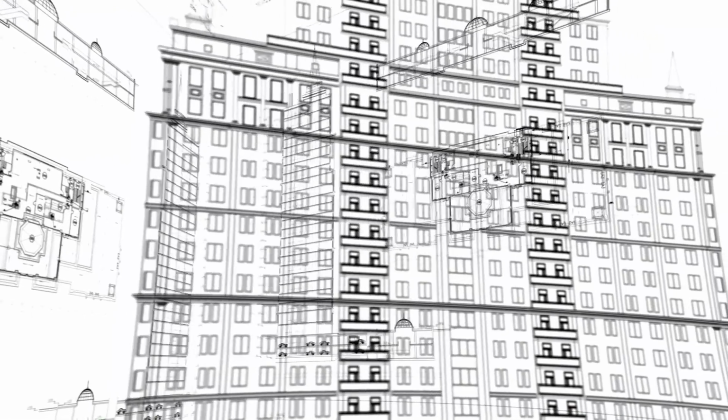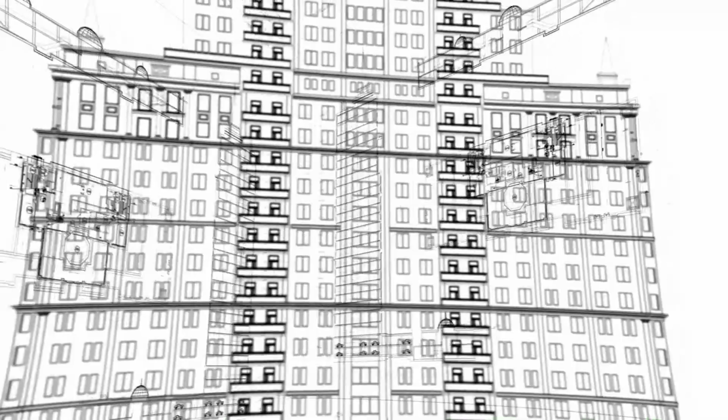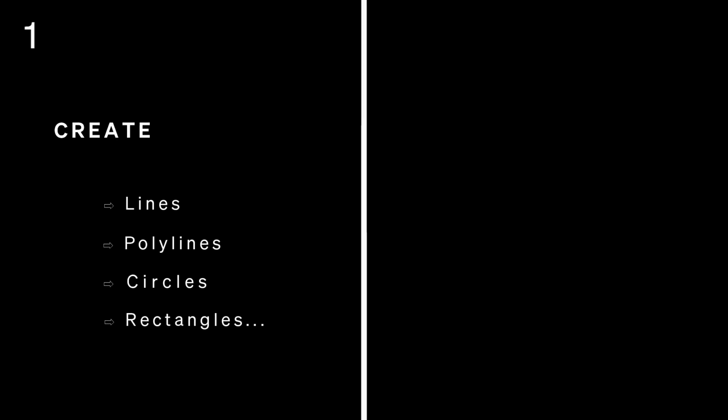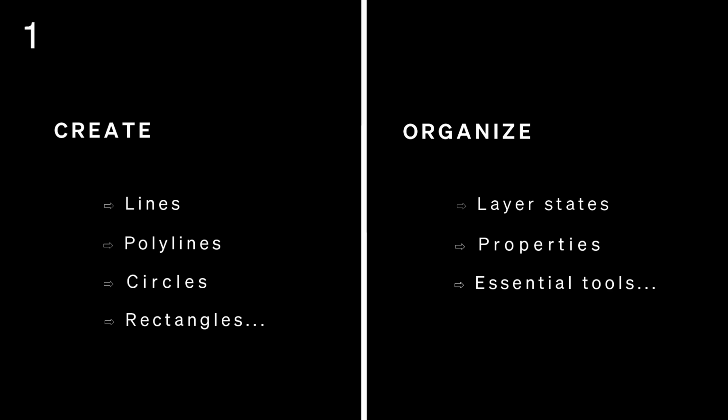You already know that you can draw anything in AutoCAD. But how will you design a project? Let's dig in 5 steps. You will design a project by creating lines for your plan and continue with organizing your drawings.